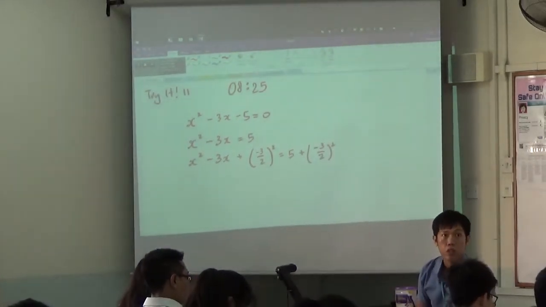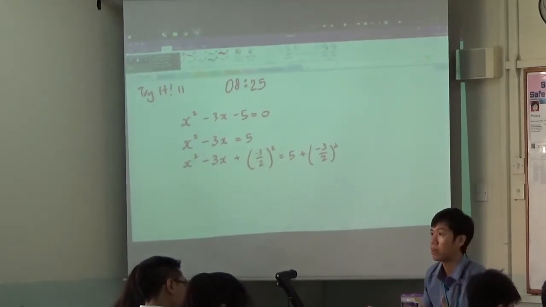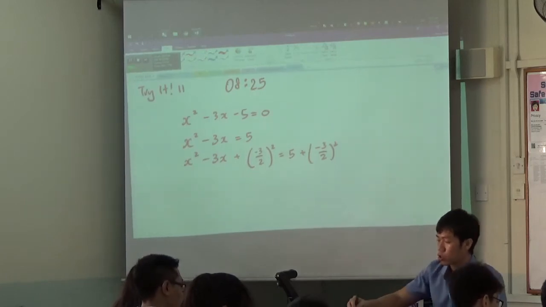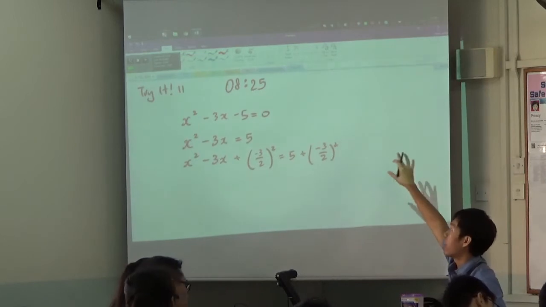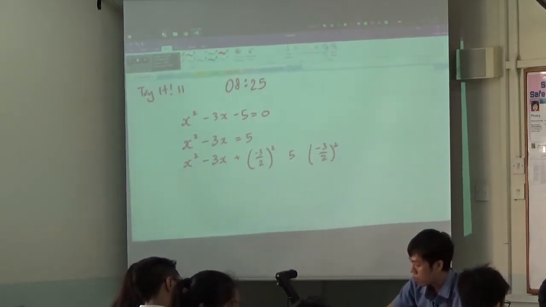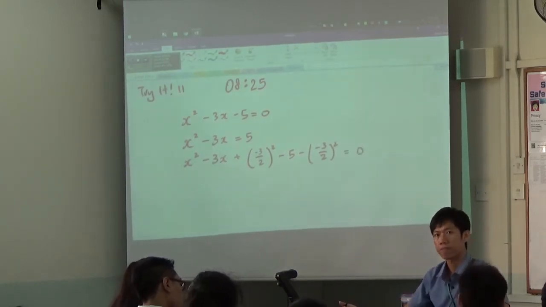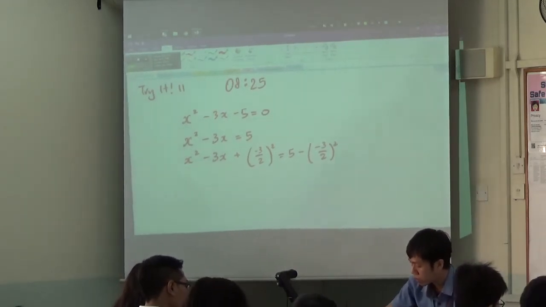Okay? So this is what the textbook has shown you. Is it actually the same as what I've taught you? Yeah, it is the same because if I didn't choose to add 5 to both sides, or if I didn't move the negative 5 to the other side, this is what we will end up with. Minus 5, minus this equals to 0. They are the same thing. Now let me just show you what some of you are doing.